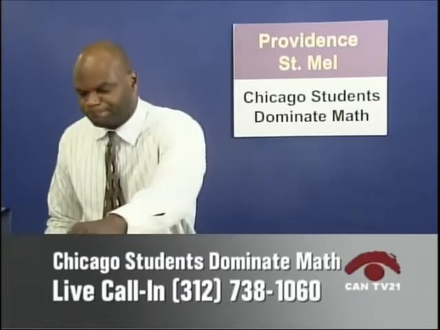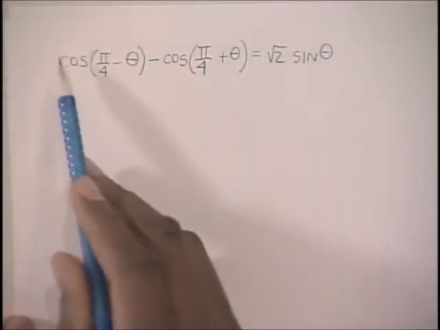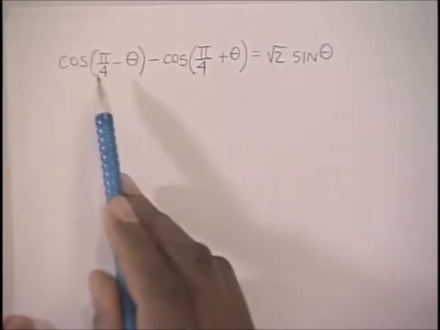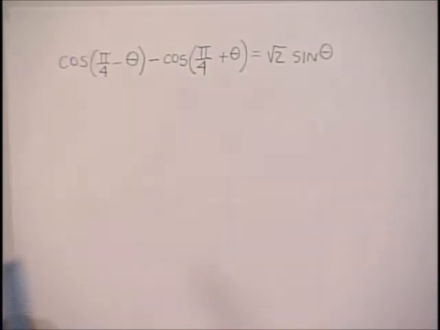Let's jump right into it. All right, so I've got this trigonometric expression: cosine of pi over 4 minus theta, minus cosine of pi over 4 plus theta, is equal to radical 2 sine theta.